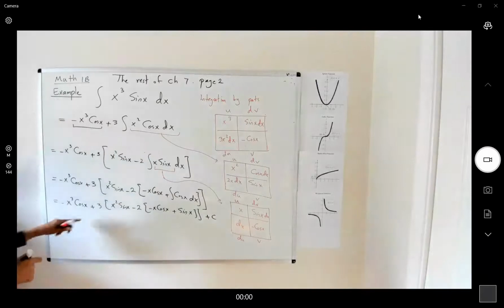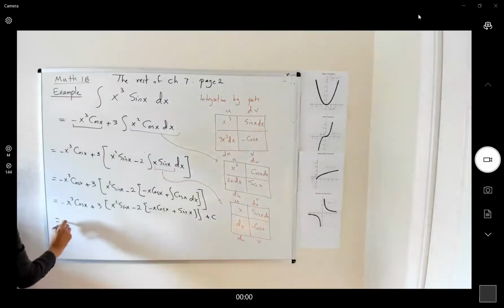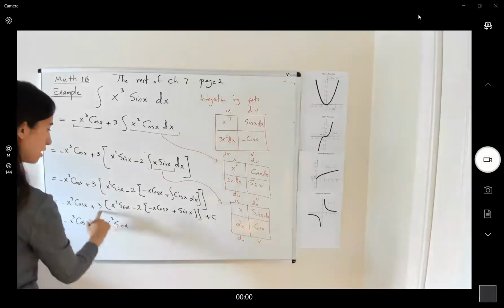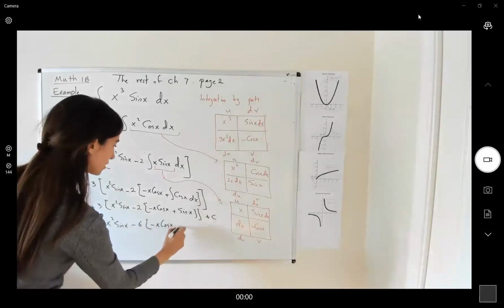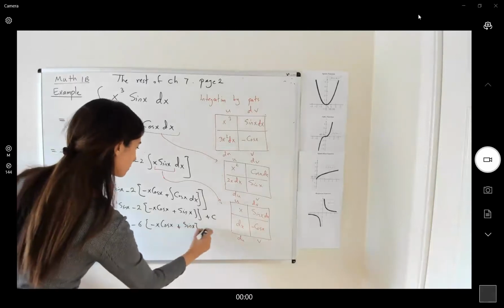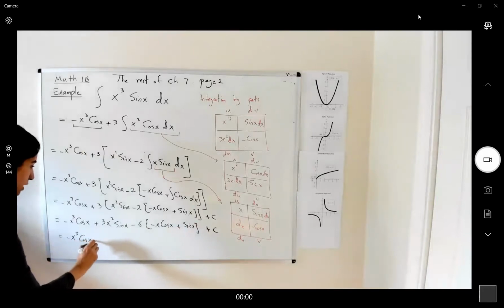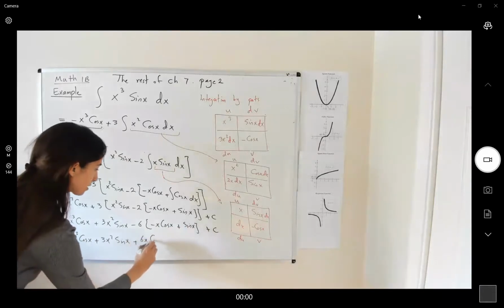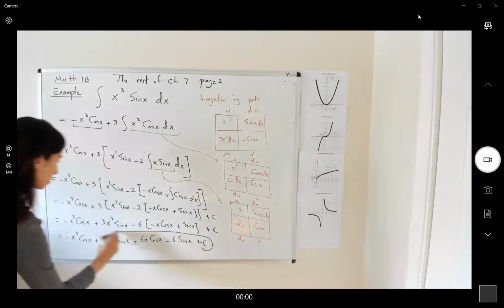Now we can distribute negative 2, then we can distribute 3. If we have anything to combine, we can combine those terms. So negative x cubed cosine x plus 3x squared sine x minus 6 bracket minus x cosine x plus sine x, plus c. So you have negative x cubed cosine x plus 3x squared sine x plus 6x cosine x minus 6 sine x plus the constant of integration.